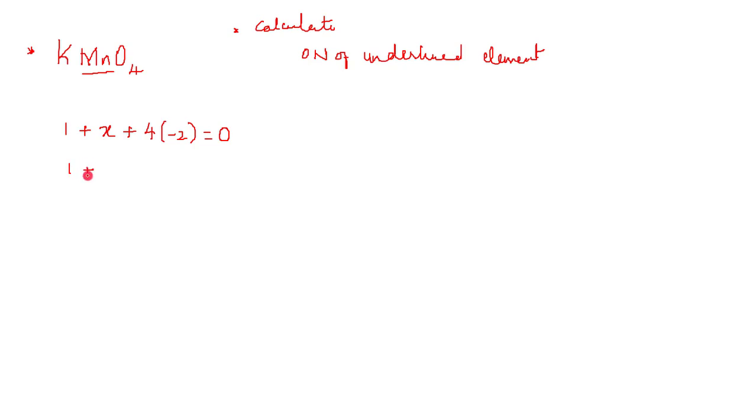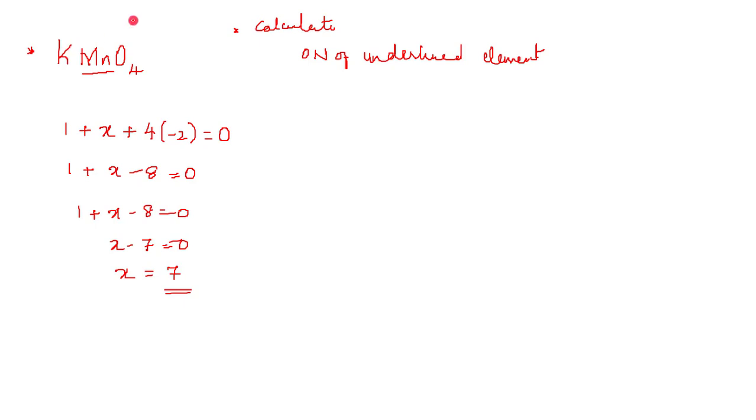1 plus x, 4 into -2 is -8, write -8 here, equal to 0, right? So 1 plus x minus 8 equals 0. So 1 minus 8 is -7, and x minus 7 equals 0, so x is equal to +7. Meaning the oxidation number of manganese in this compound is +7.